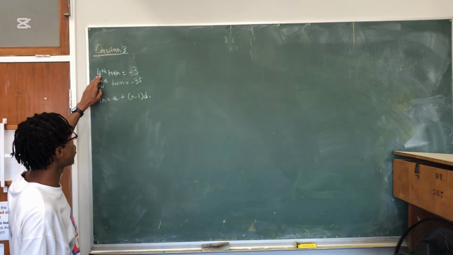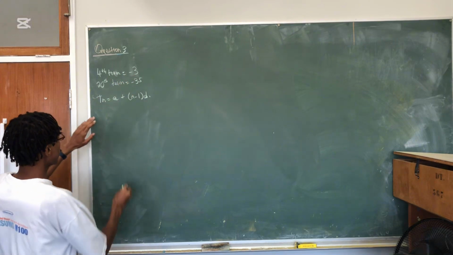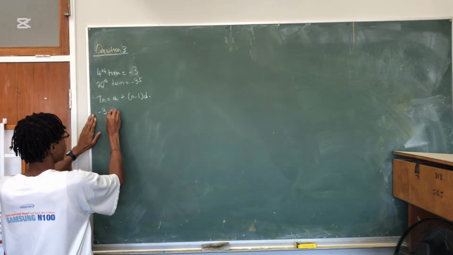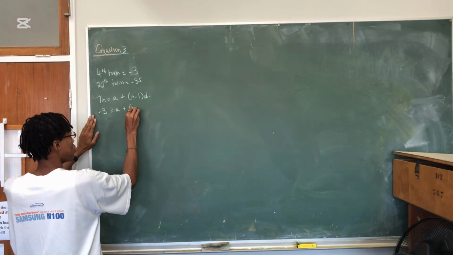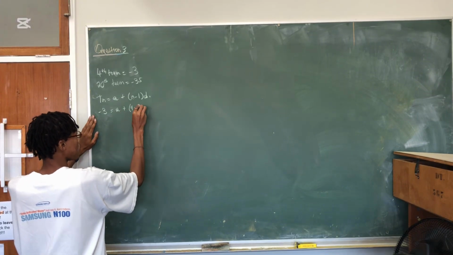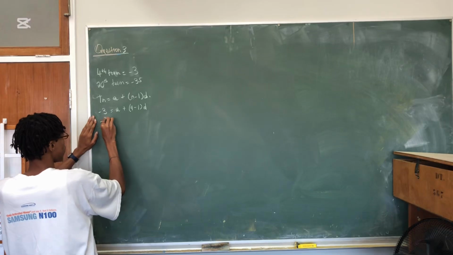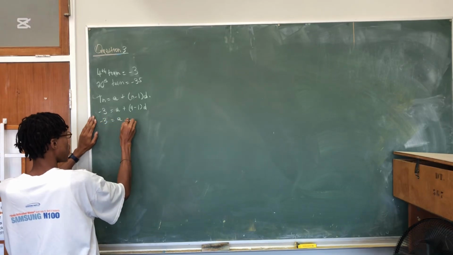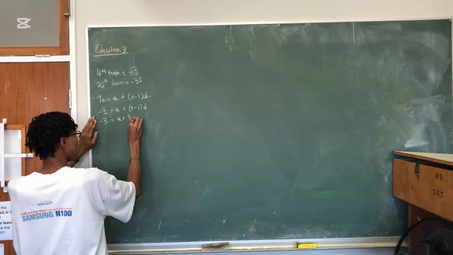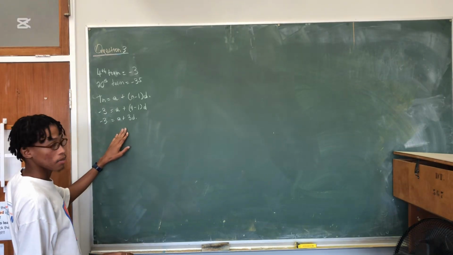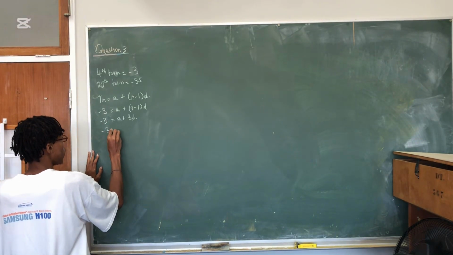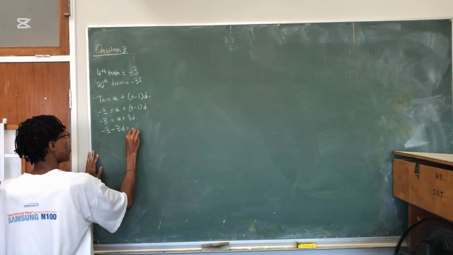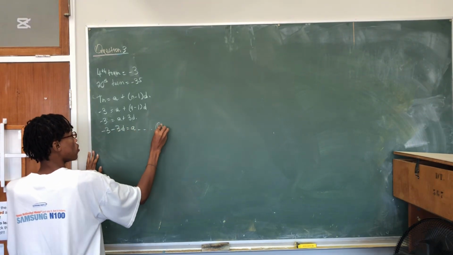We have the fourth term and its value. Its value is -3, so -3 = a + (4 - 1) times the difference. That is -3 = a + 3d. We're going to make a the subject of the formula by taking 3d to the other side: -3 - 3d = a. That's going to be our first equation.